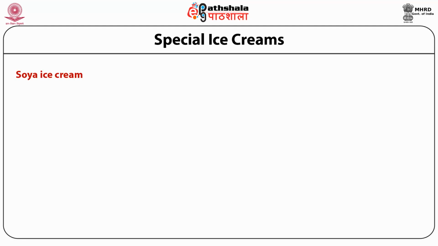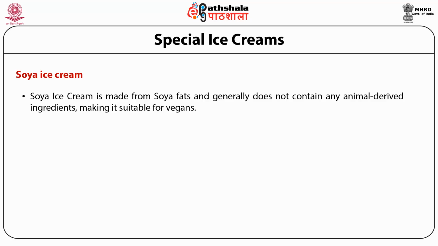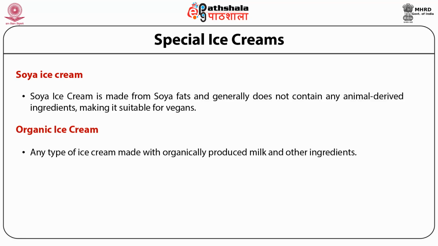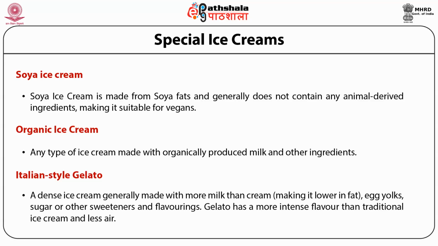Soya ice creams are also available in the market. Keeping the benefits of soya in mind and using the advantage of the increasing popularity of soya bean, soya ice creams are made from soya fats. They generally don't contain animal derived fats or milk fats. These ice creams are also a boon for vegans who totally avoid animal products. Organic ice creams are also available in the market which are made with organically produced milk and also certified for it. The last one in the special ice creams is Italian style gelato, which contains egg yolk, sugar and sweetness in it.